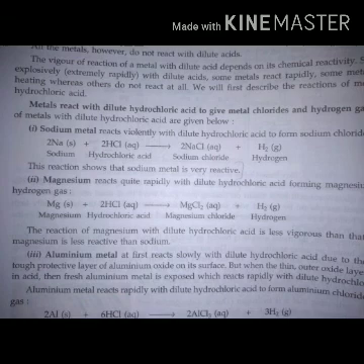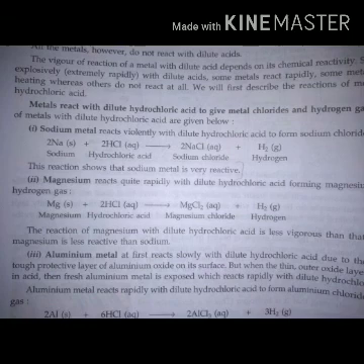We will describe this with the help of dilute hydrochloric acid. Metals react with dilute hydrochloric acid to give metal chlorides and hydrogen gas. The reaction of metals with dilute hydrochloric acid will be shown in the following reaction.